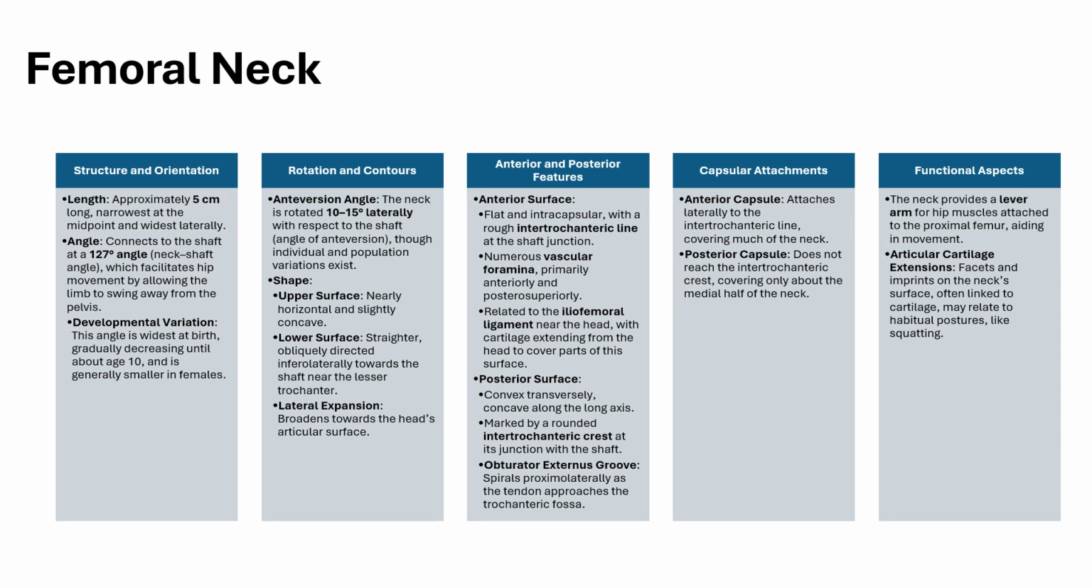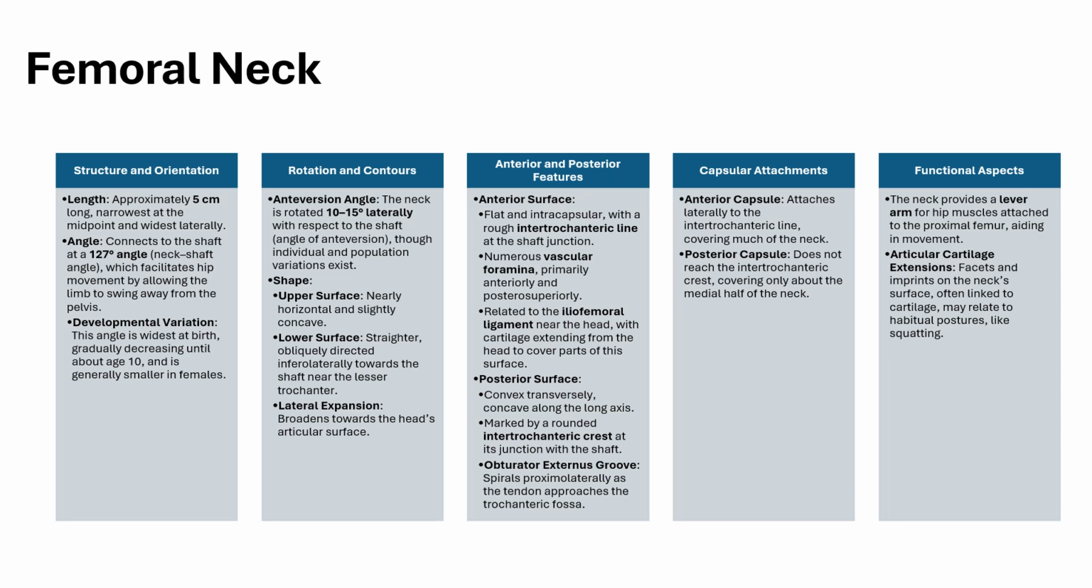There is a developmental variation. This angle is widest at birth and gradually decreases until about age 10 and is generally smaller in females. There is a rotation and contours in it. There is an anteroversion angle. The neck is rotated 10 to 15 degrees laterally with respect to the shaft.